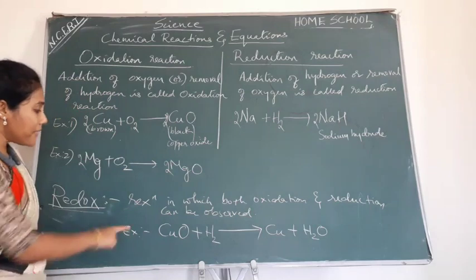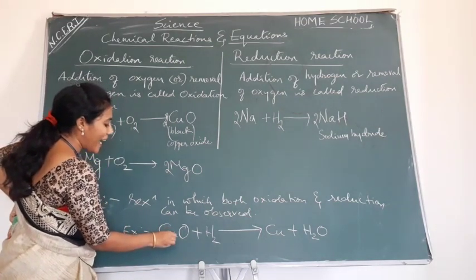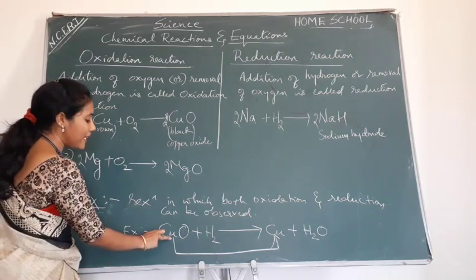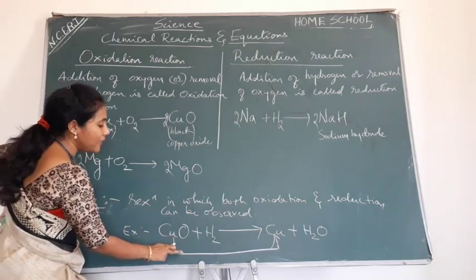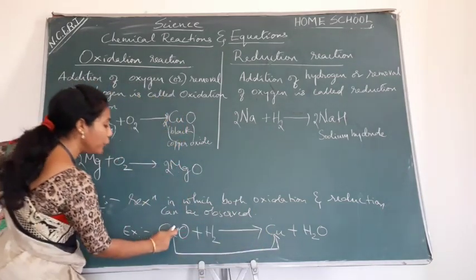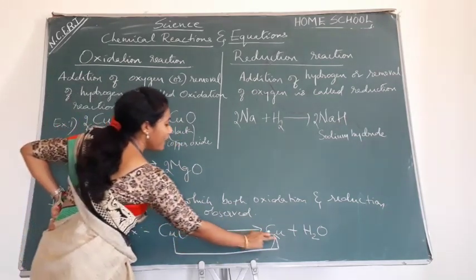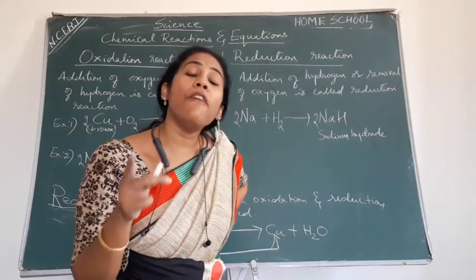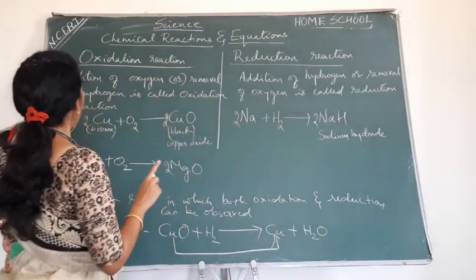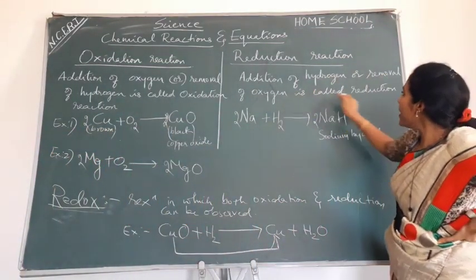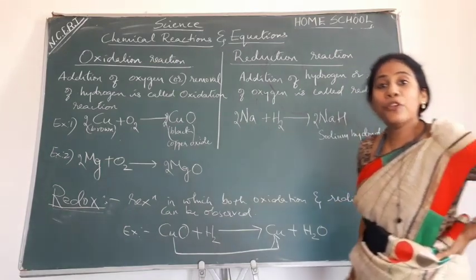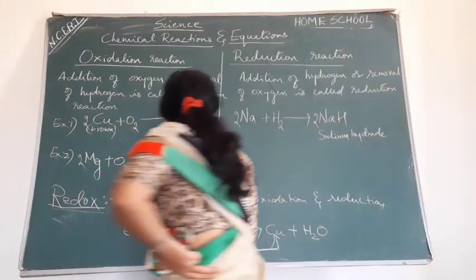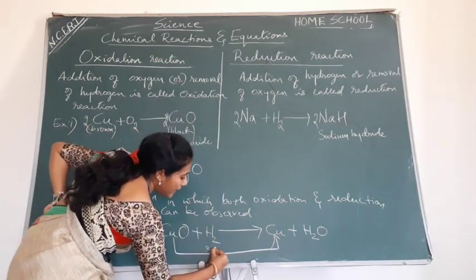Fine. And observe here. Copper oxide has converted into copper, right? Copper is our main element. Here copper is there as copper oxide on the reactant side, and this has converted into copper. So what will you observe in this process? Copper oxide became copper. That means removal of oxygen is observed. Removal of oxygen is called reduction. Yes or no? So this process I will call reduction.